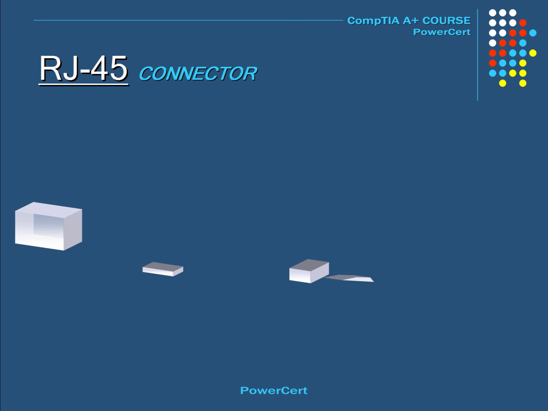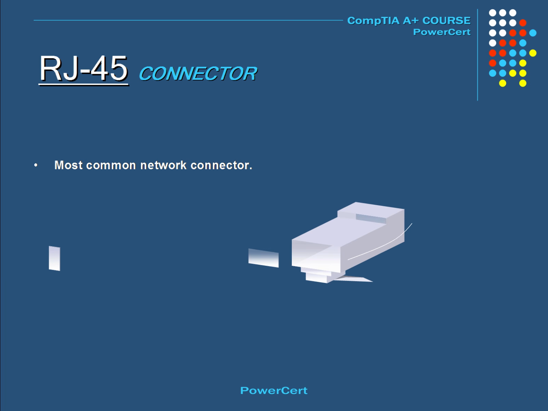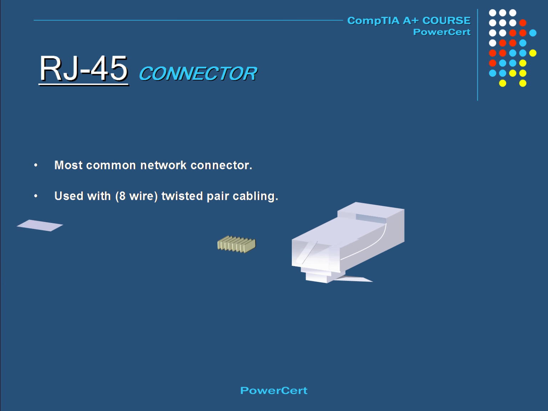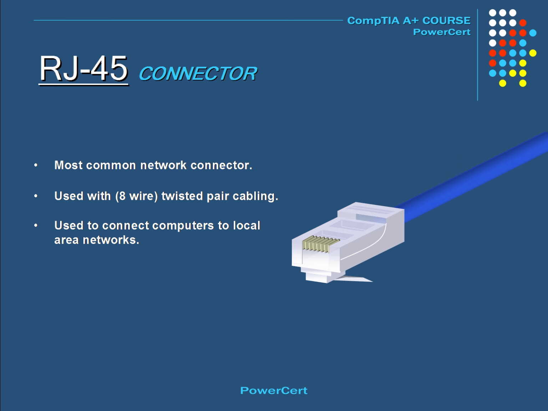Now the RJ45 is by far the most common network connector. This is an 8-wire connector and is used to connect computers to local area networks. Like the RJ11, it also locks itself into place by a hinged locking tab. And it resembles the RJ11, but it's a little bit larger.